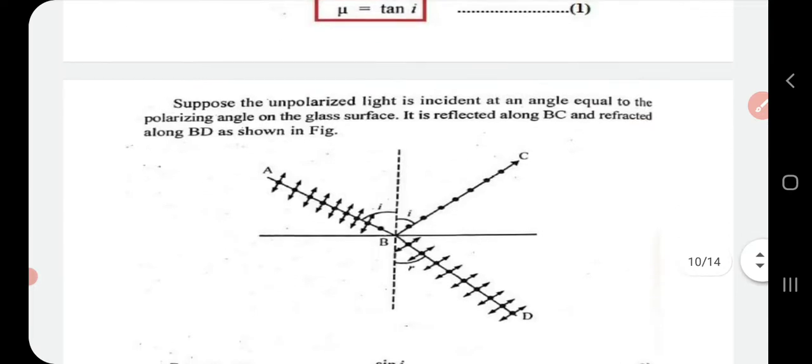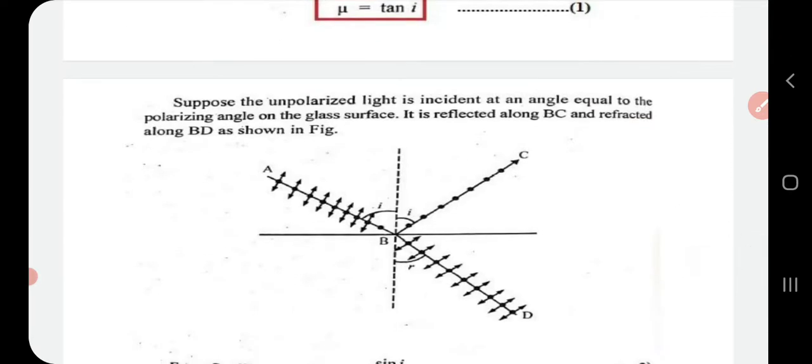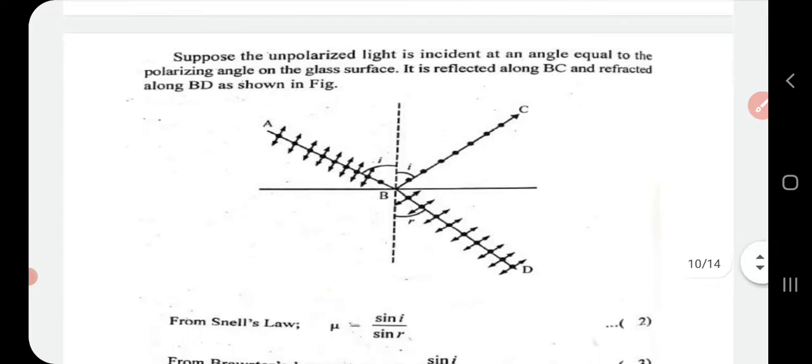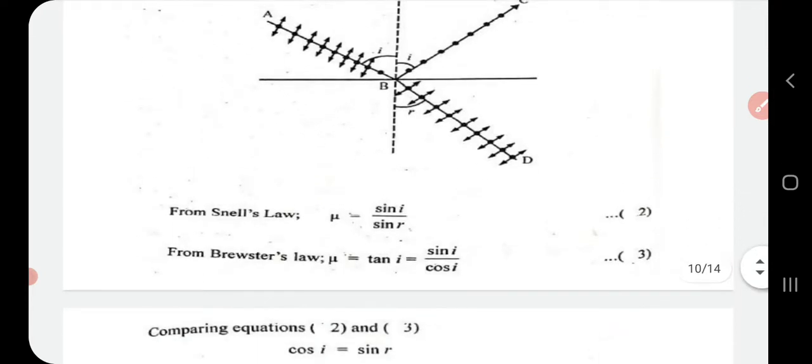Now its proof: an unpolarized light is incident at an angle equal to the polarizing angle on a glass surface. It is reflected along BC as shown in this figure and refracted along BD. Now from Snell's law, you know the refractive index mu is equal to sin I by sin R, where I is the angle of incidence and R is the angle of refraction. Whereas from Brewster's law, you know mu is equal to tan I. Tan I is again equal to sin I by cos I.